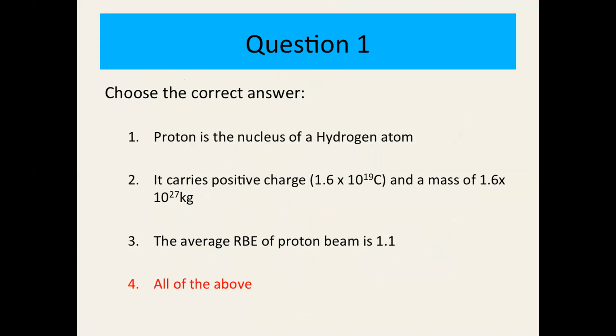So question number 1. Choose the correct answer. This was a very basic question on physics. The answer is all of the above. These are all the basic properties of proton as a particle. Next, please.